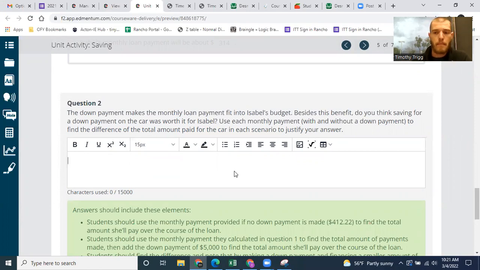Now, a $5,000 down payment is good. She should make it even higher down payment if she can afford it. If you can afford it, pay off your entire car. Don't take out a loan, right? But most of us will have to take out a loan to get a car, but make as big of a down payment as you possibly can. That way you don't pay as much in the long run. Hope that made sense. All right, with that, once you've completed that, let's go and move into the next page.